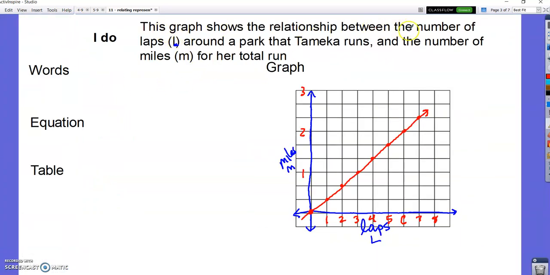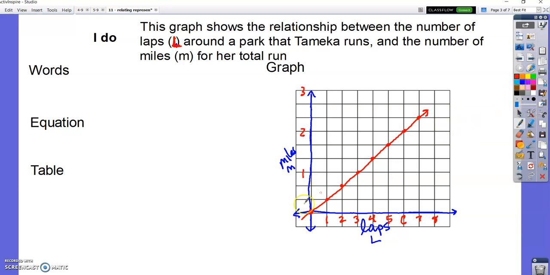So it says this graph shows the relationship between the number of laps L, I'm going to make it a capital L because lowercase l is a bad variable because it looks like a 1. This graph shows the relationship between the number of laps around a park that Tamika runs and the number of miles for her total run. And here's the graph. So pause for a moment, look at the graph, and try to get a handle on what is going on.